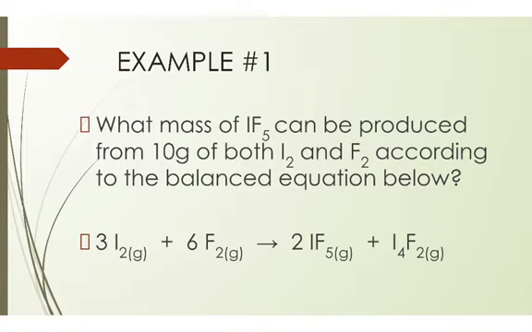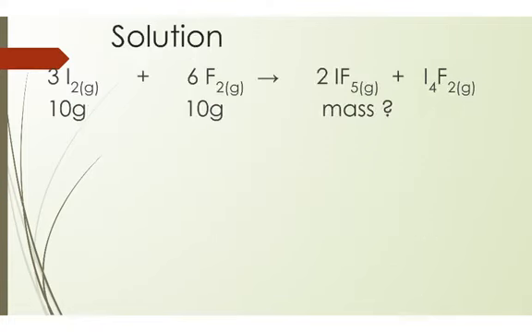So this particular example has 2 ingredients, I2 and F2, and we've been given 10 grams of both. You do not have to start with the same amount of both ingredients. It just so happens that that's the way this particular situation has occurred. So again, just like any stoic question, we're going to start with our balanced equation. We're going to write down what we know, what we're looking for, and then we're going to go through those steps we just highlighted. So here's our setup.